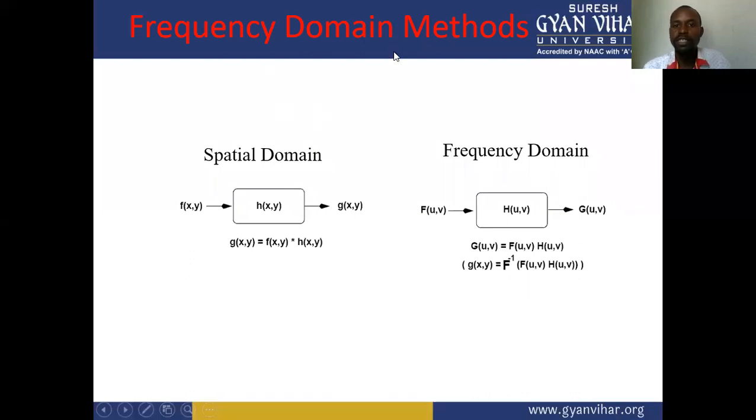We have the frequency domain methods. When we want to derive these frequency domain methods, we start from the spatial domain. Spatial domain means that our image is in the form of coordinates. So f(x,y) represents our input image, and h(x,y) is the transfer function that we are applying. This transfer function is combined with the input image, and it will generate the output image. This output image is in the form of a spatial domain.